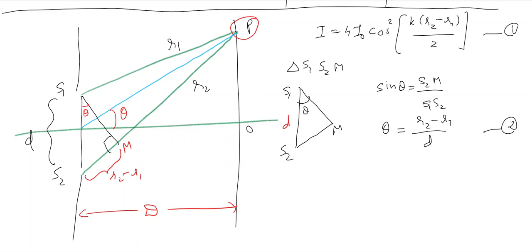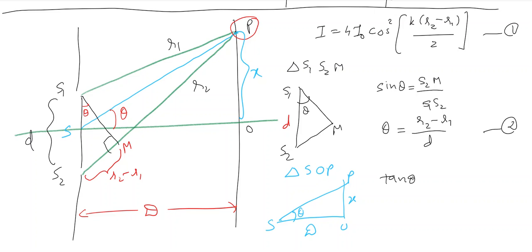Similarly, if you consider another triangle, let me call it S, SOP. See, SOP looks like this. Let me label this distance as x. So this is x, this is D, and this is theta. So in case of SOP, if you take tan theta, what is tan theta? Opposite OP by adjacent SO, and then for a small angle tan theta is theta, OP is x, SO is D.